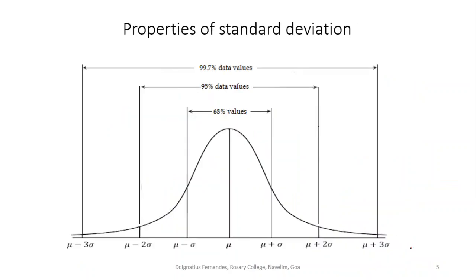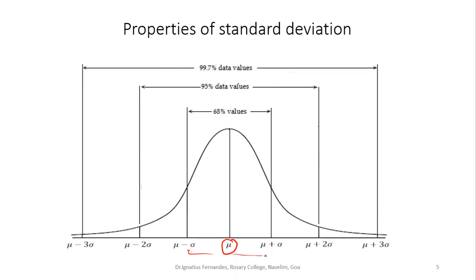Some very important properties of standard deviation. If we have a normal distribution like this, a distribution which is behaving symmetrically, so mean is here. This is the mean, the population mean. And if I consider mean minus sigma, where sigma is the standard deviation, I'm looking at mean minus sigma and mean plus sigma.